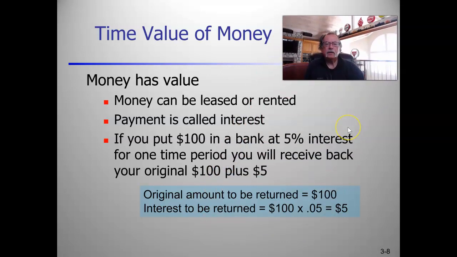And so the concept here is money has value. You can lease it or rent it. And payments are called interest. And if you put money in a bank, $100 at 5% for one time period, so I didn't say 5% per year, you will receive $100 back plus $5 at the end of that time period.